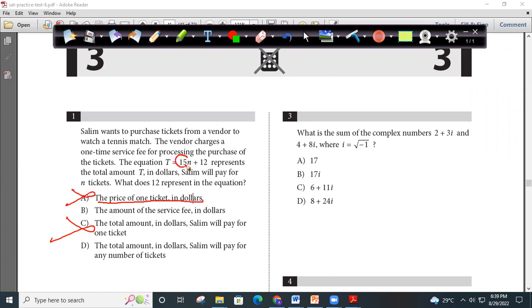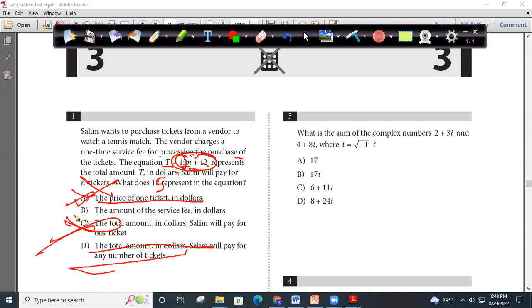The price of one ticket in dollars is the slope. What is the change in the ticket price for every ticket? That is equivalent to the price of one ticket in dollars. So A for Agra is wrong. If they ask what is the meaning of 15, A for Agra is the answer. But C is wrong: the total amount of dollars Salim will pay for any number of tickets. This is the total amount that he pays, 15N plus 12, for any number of tickets.